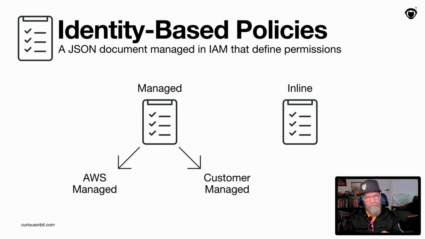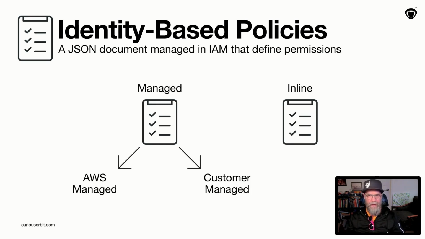Inline policies are different. They're not considered to be standalone policy documents. They are embedded directly into the resource. So in this example here, you could create an inline policy and embed it directly into a user, or create that inline policy and embed it directly into a group. The difference is, because an inline policy is not considered to be a standalone policy, it does not have its own ARN.